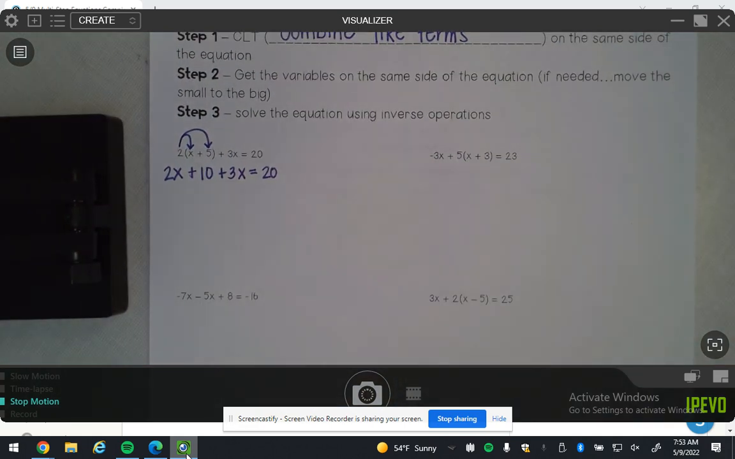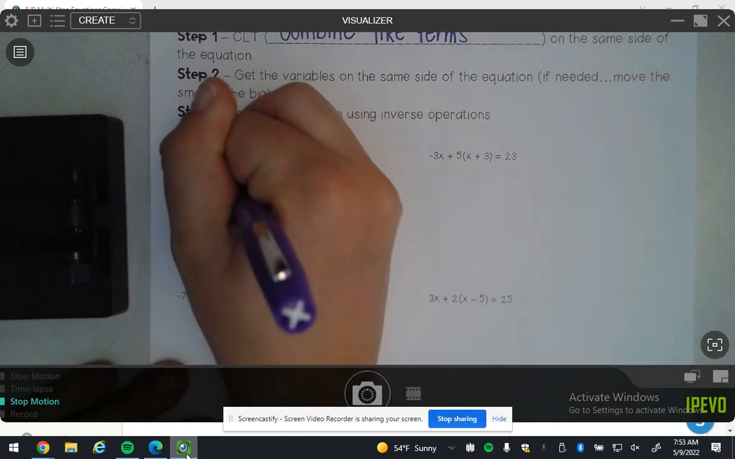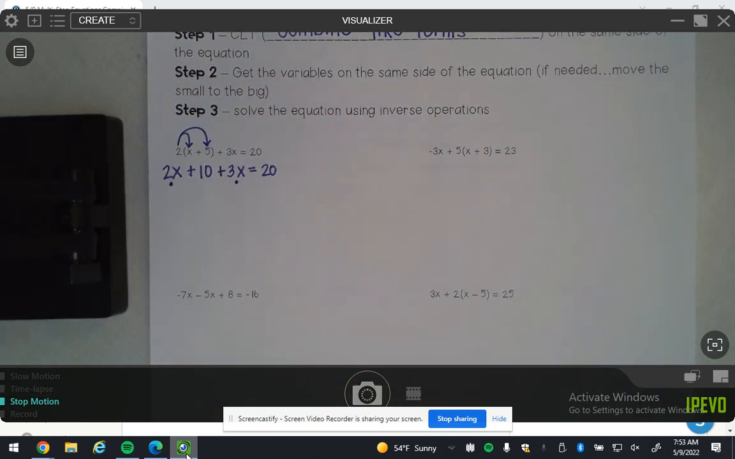Now, you've gotten rid of your parentheses. Now you need to look for like terms. Are there any like terms? Nate, what are they? 2x and 3x are like terms because they both have x's, yes? How do I combine them? I just take their numbers and I add them.